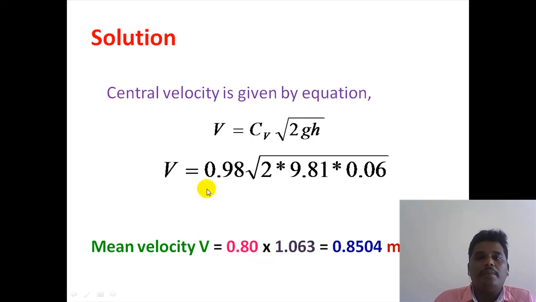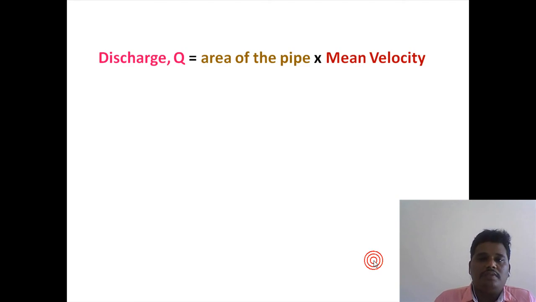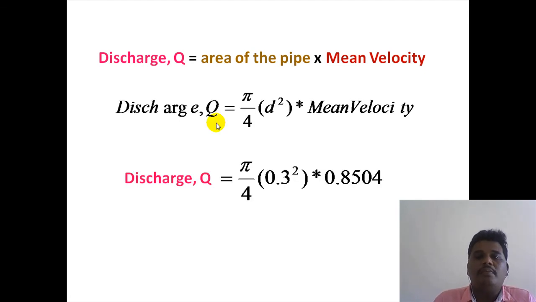Now discharge Q is equal to the area of the pipe multiplied with the mean velocity. The area of a circular pipe can be found using pi by 4 d square. So discharge Q is equal to pi by 4 d square multiplied with mean velocity. D is given as 300 mm, which means 0.3 meter, so 0.3 square multiplied with the mean velocity we found just now.